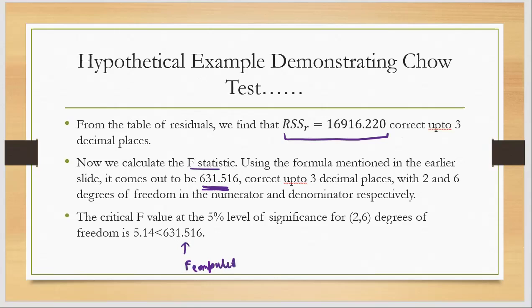And what is the F critical value? The F critical value will be this. You can follow the F table. This will be F with 2 and 6 degrees of freedom in the numerator and denominator respectively. Let me go back and show you what the degrees of freedom were.